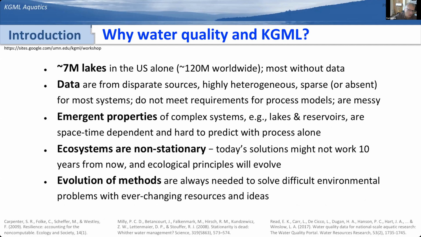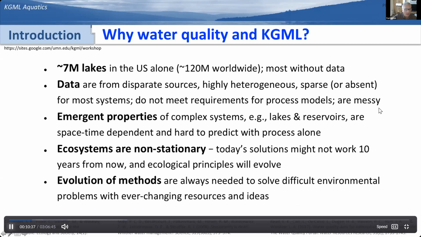Water quality in lakes is an emergent property of ecosystems. It derives from the interactions of the physics and the chemistry and the biology of the systems, external controls and internal feedbacks. They're space and time scale dependent. And so that makes them really challenging to predict for process models or for black box models as well.